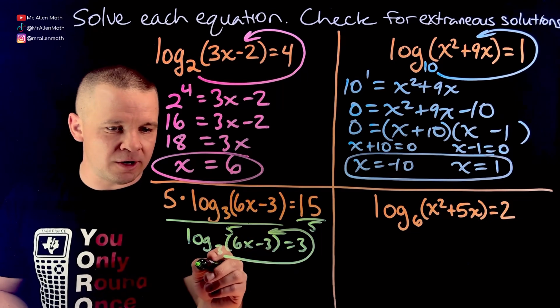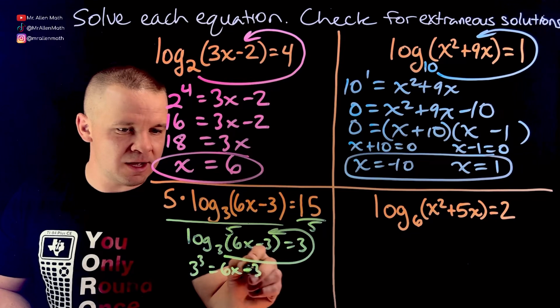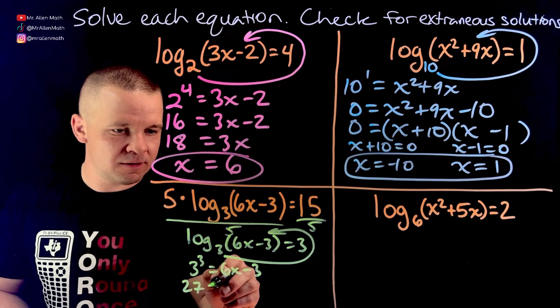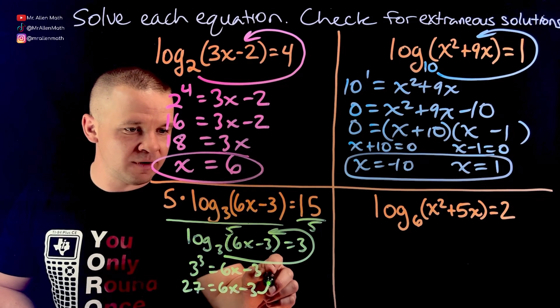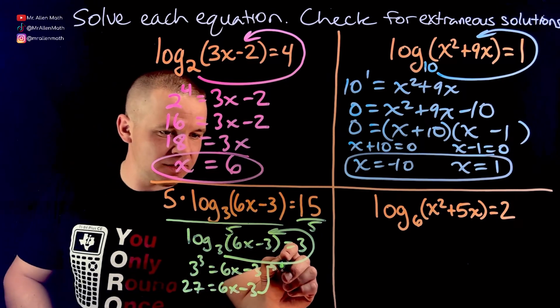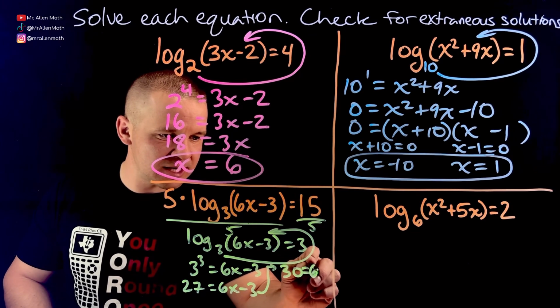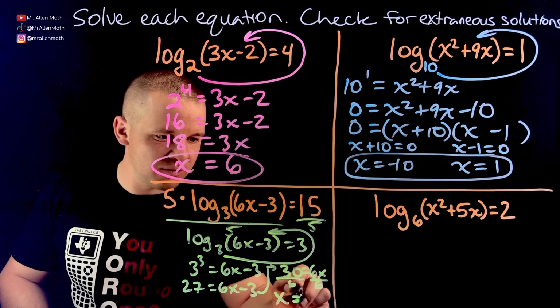So we get 3 to the third equals 6x minus 3. So I got 27 here, equals 6x minus 3. I'm going to be running out of room here, so I'm going to move on up over here. So if I add 3, I'm going to get 30 equals 6x. Divide by 6. I get x equals 5.